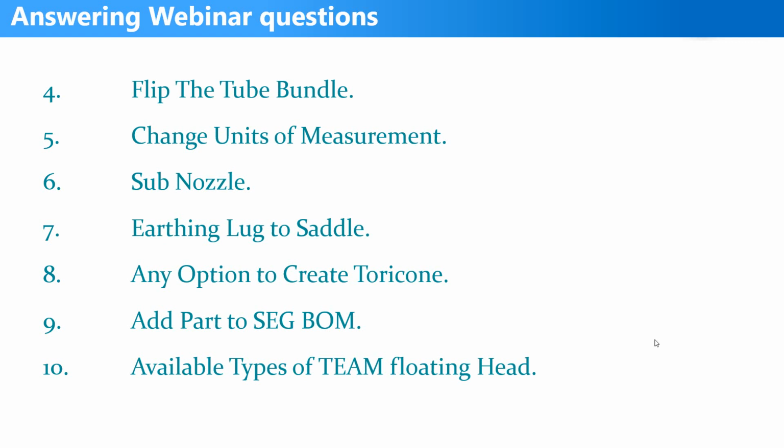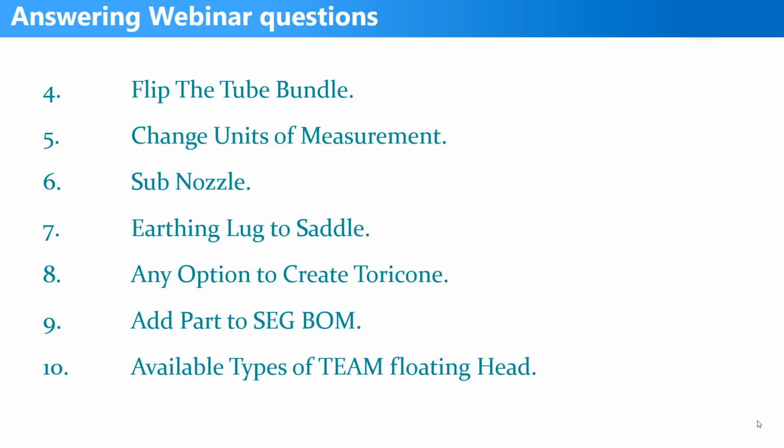In this video, we will complete answering the questions of the last webinar. Let's discuss the points that we received. How to make a flip for the tube bundle and the tube bundle arrangement. How to change the units of measurement. How to make a sub-nozzle. And how to create an earthing lug to a saddle. Is there any option to create a spherical cone, add a part to the SEG bill of material, and what are the available types of TEMA floating head?